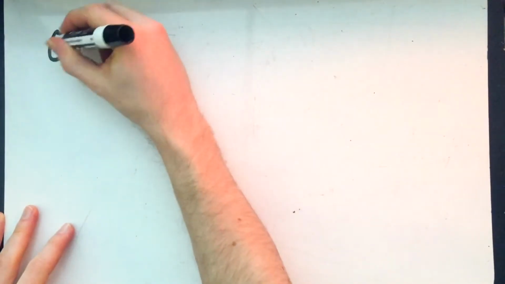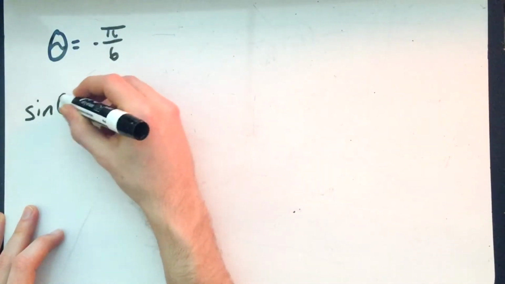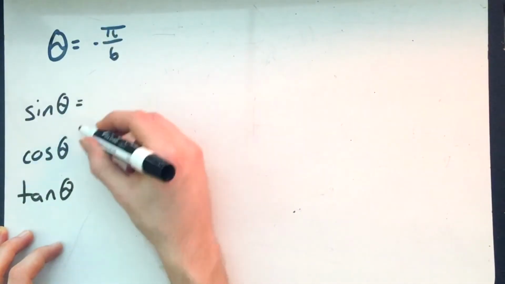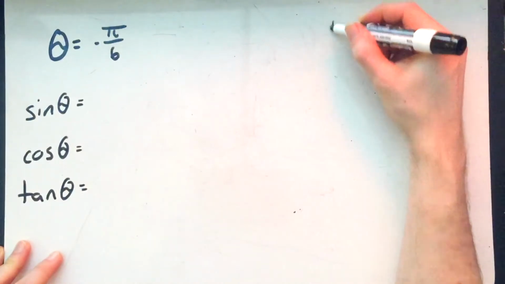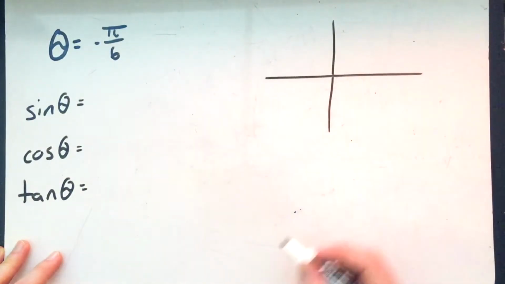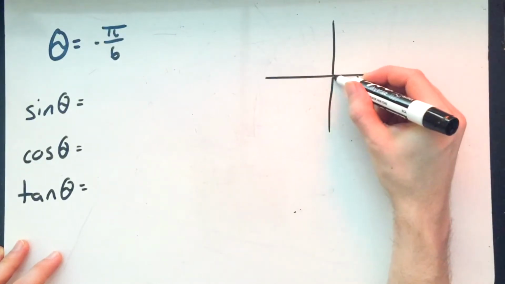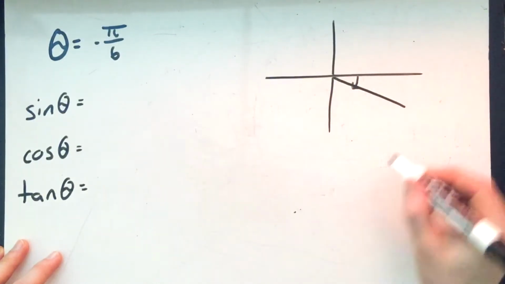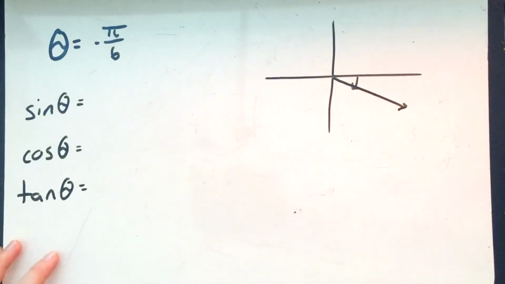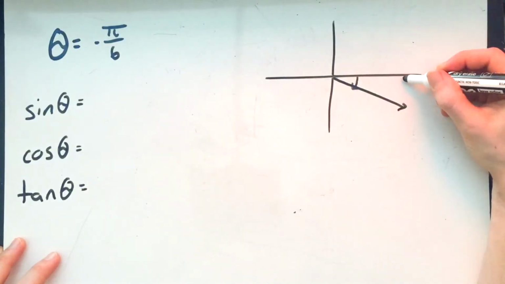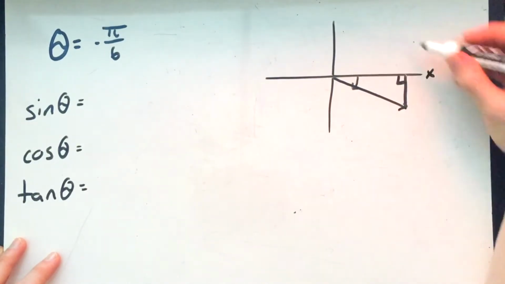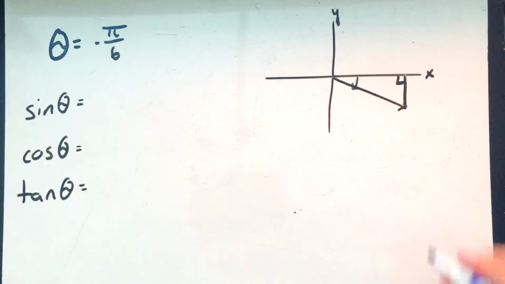So let's take this a step farther. We could be given an angle like negative pi over 6 and be asked to take the sine, cosine, and tangent of that angle theta, so negative pi over 6. So the first thing I'll do is draw this angle out, and remember that negative angles go clockwise. So this would be my small pi over 6 angle going down, and I'm going to turn it into a right triangle. So we'll drop a perpendicular from the x-axis to that angle, and that makes this right triangle.